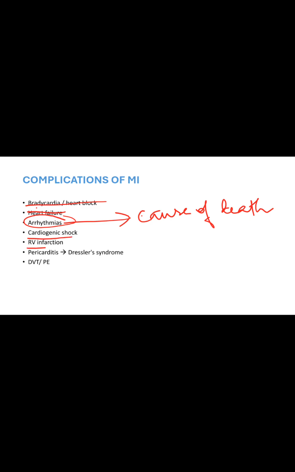They can go in for cardiogenic shock. RV infarction is preload dependent, so unless and until you give them enough fluid, they might not be saved. Then there can be pericarditis. There can be an immediate post MI pericarditis or long term, immune mediated pericarditis, that is called Dressler syndrome. Post MI pericarditis is called Dressler syndrome. Then, since they may be immobilized for longer time, they can have DVT or pulmonary embolism.